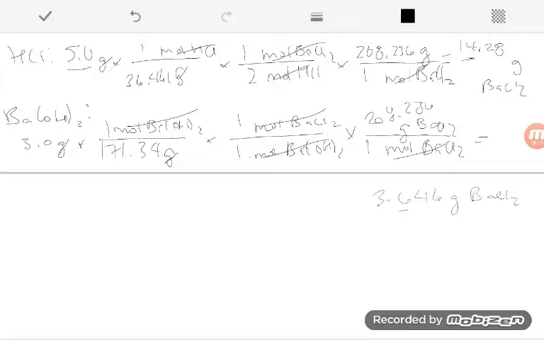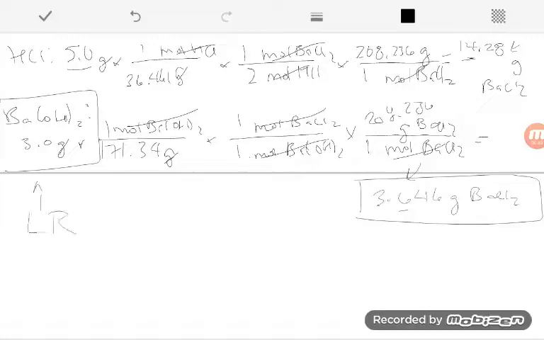So I've just done the same calculation twice, stoichiometry starting with both reactants, and now I just need to compare the products. I had 14.28 here, I have 3.646 here. The smaller number, this is what's going to tell me my limiting reactant. So this is a product. It can't be a limiting reactant, but I'm going to go back to what I started with, my barium hydroxide. This is my limiting reactant.